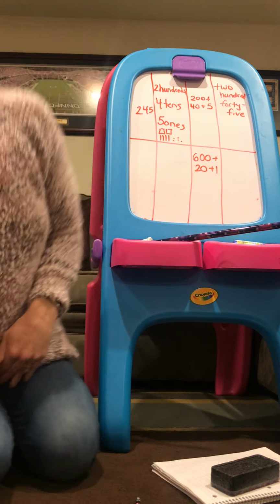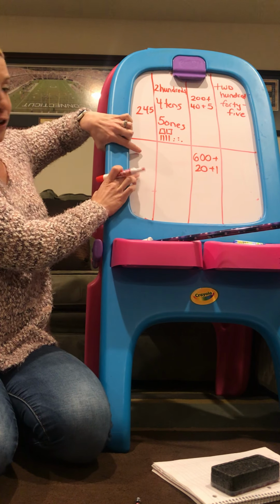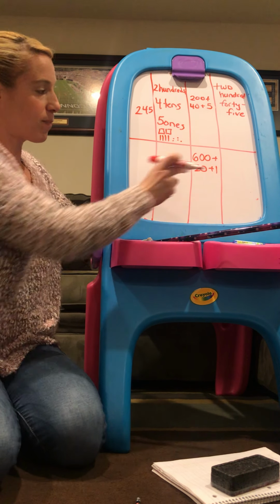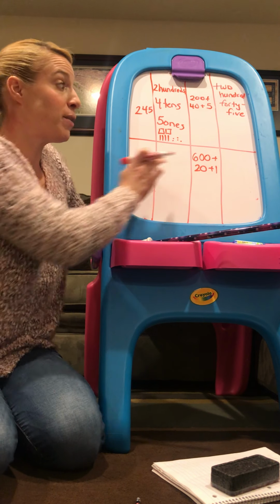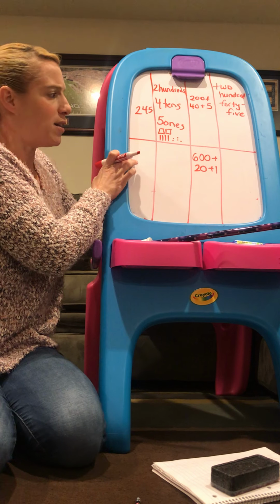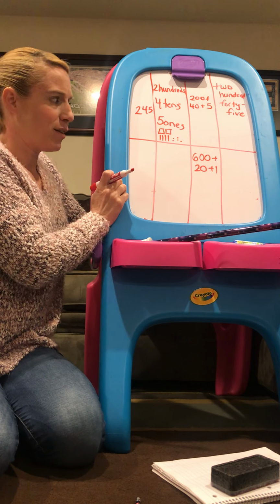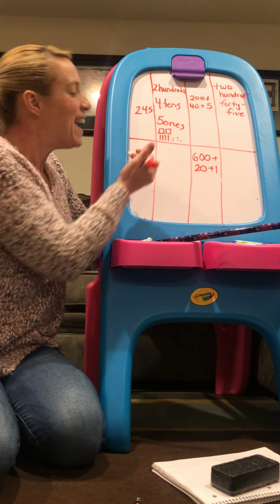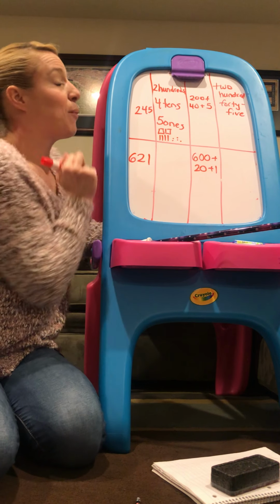Okay, so as you work your way down the chart, they don't always give you the first number. So for the next one, I'm noticing that they gave me the expanded form. So let's see if I can figure out the 3 other names. So what number is this? Let's do the standard. That's the easiest one. What is 600 plus 20 plus 1? Okay, so listen, 621. Do you hear it? It's 621.